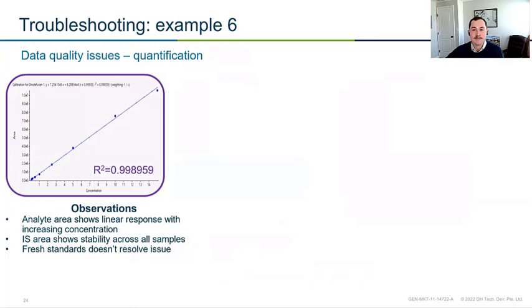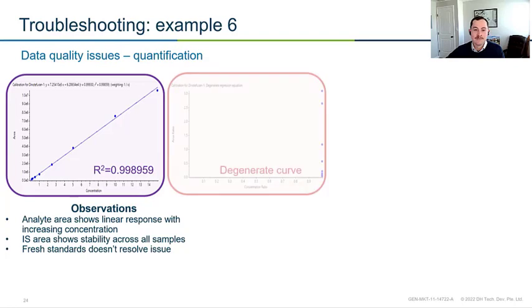Number 6. So here we have a quantification issue. And this is one that we see a lot at SCIEX, and it's just a silly one that we can fix really quickly. So we've got this beautiful curve. We're very happy with it. And then we end up, when we go to our next data file the next day, with this degenerative curve. So we see, oh, it's just a straight line and not linear in the way we want. It's just perfectly horizontal. So what could be causing that?